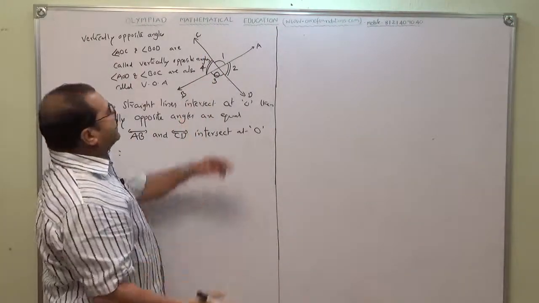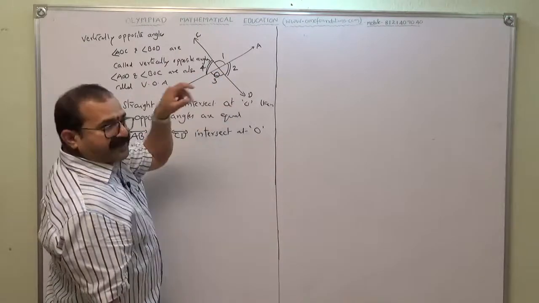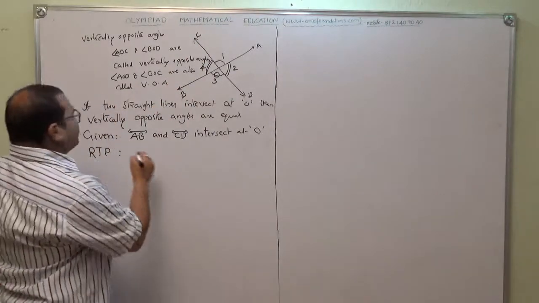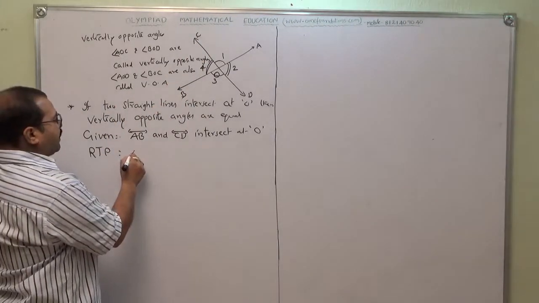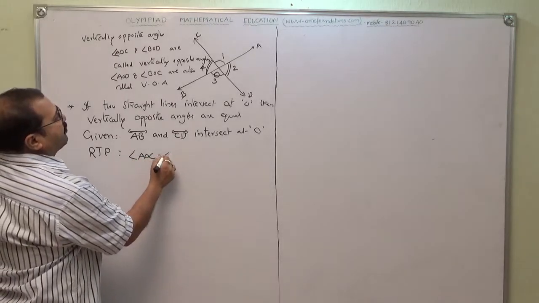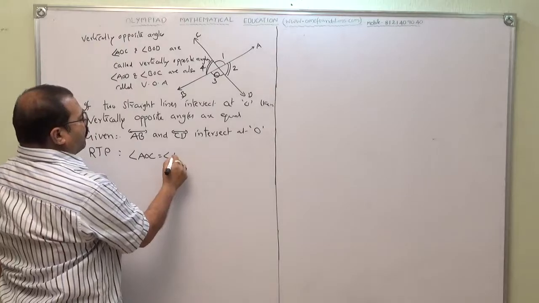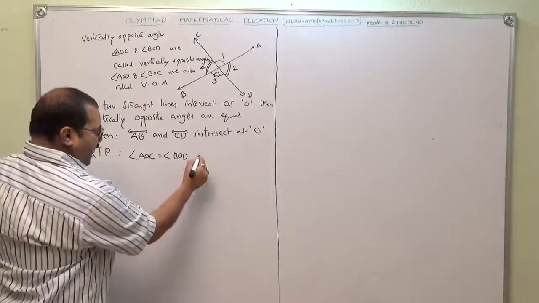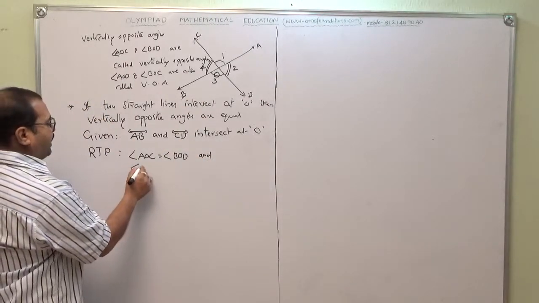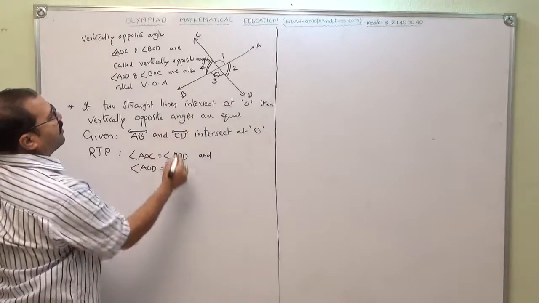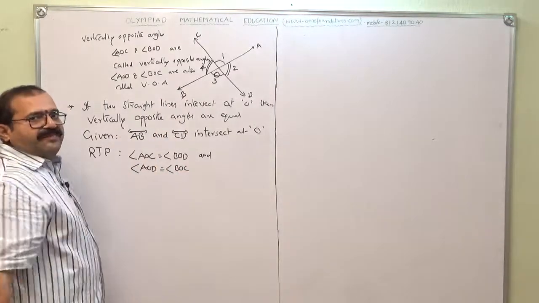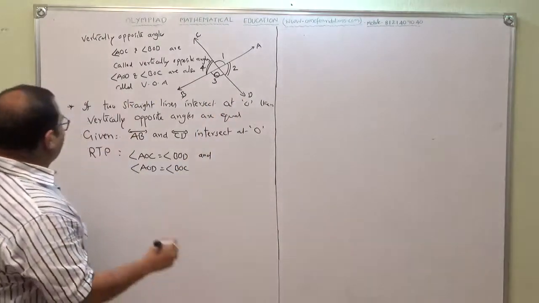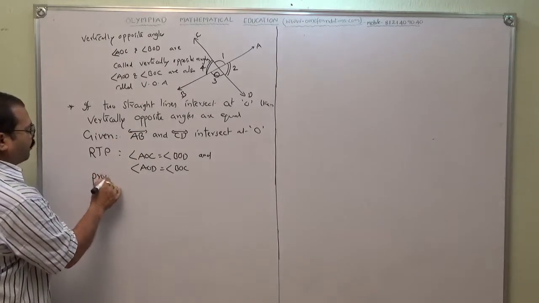What are the vertically opposite angles? Angle AOC and angle BOD are vertically opposite angles, as well as angle AOD and angle BOC. That means we need to prove that angle AOC is equal to angle BOD, that is, angle 1 is equal to angle 3, and angle AOD equal to angle BOC. We need to prove both. Now coming to the construction part, it's not necessary. If there is no construction part, we can go for the proof part.